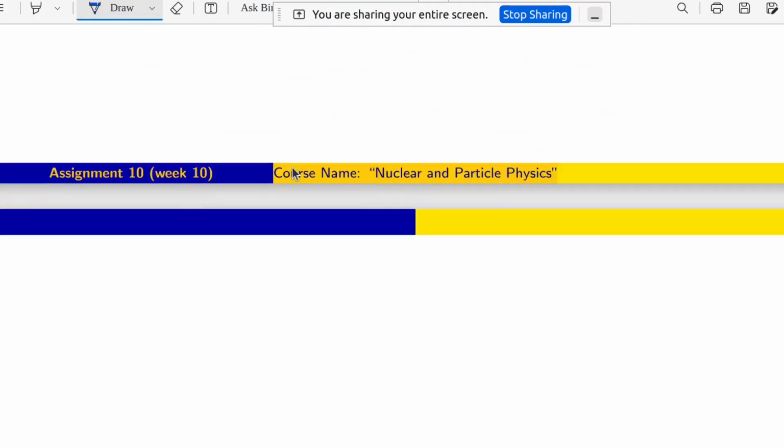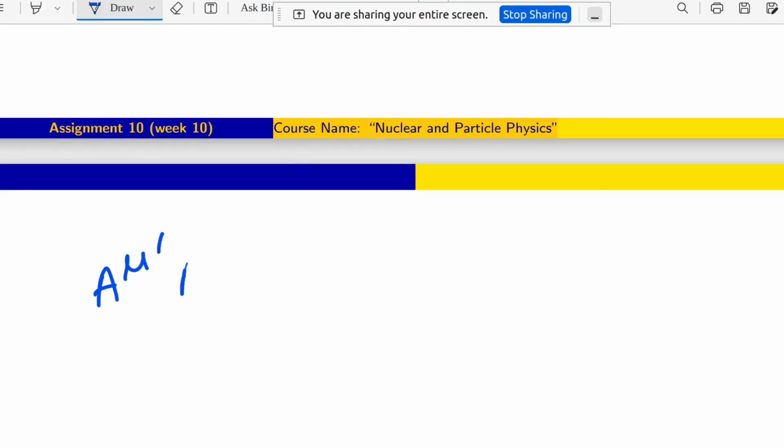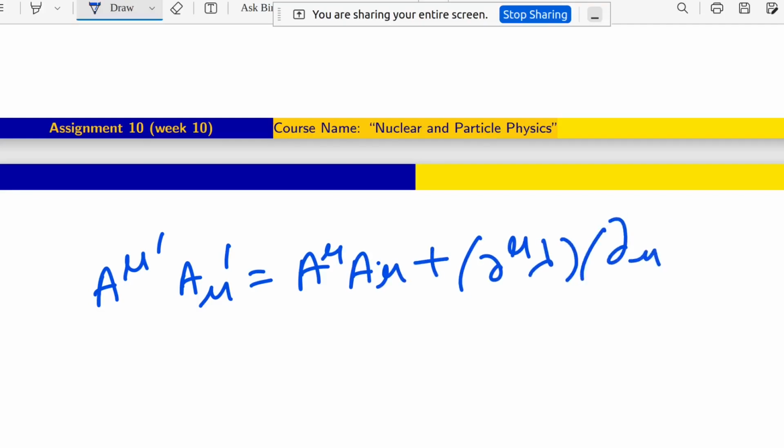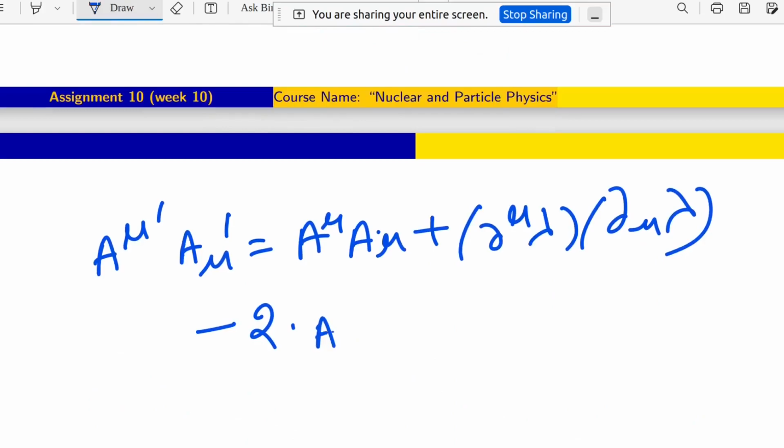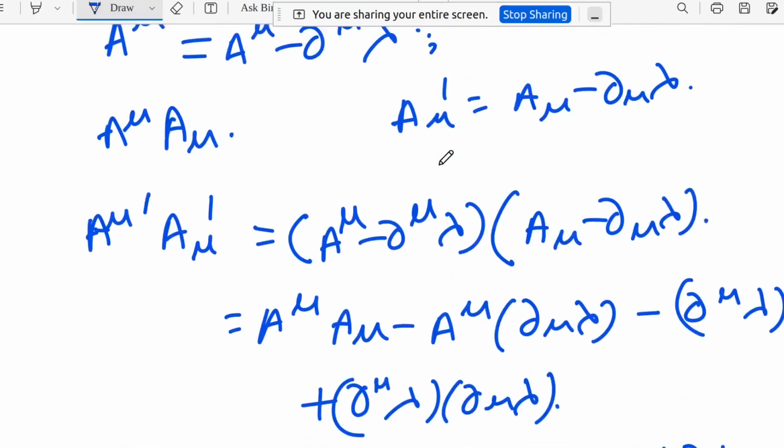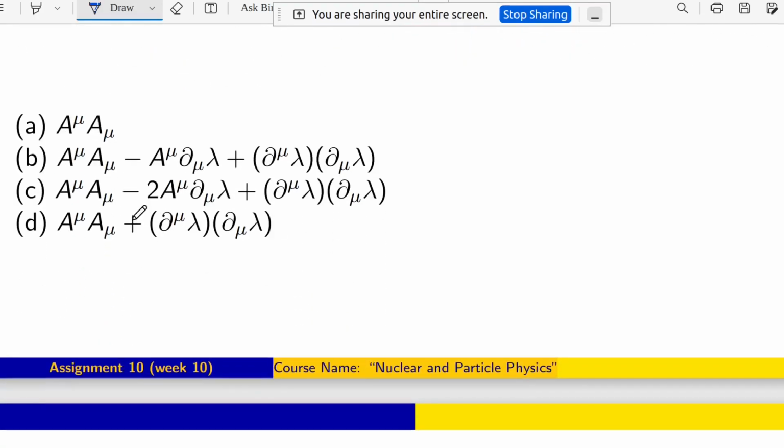So if I write explicitly the expression A mu prime A mu prime, then it will be A mu A mu plus del mu lambda del mu lambda minus 2 into A mu del mu lambda. So now you just see the options, which one will be the correct one here. You can see this one, A mu A mu minus 2 A mu del mu lambda plus del mu lambda del mu lambda. That means our correct answer will be C.